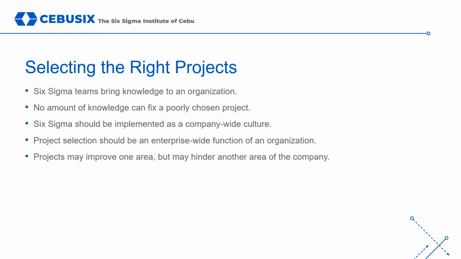Teams can bring abundant knowledge of Six Sigma to the table, but if organizations don't choose the right projects, improvements won't drive effective changes for the benefit of the bottom line and/or customer satisfaction. Since Six Sigma teams work best when it is implemented as a company-wide culture, project selection should work as an enterprise-wide function. Projects should be clearly linked to business priorities as reflected by the strategic and annual operating plans.